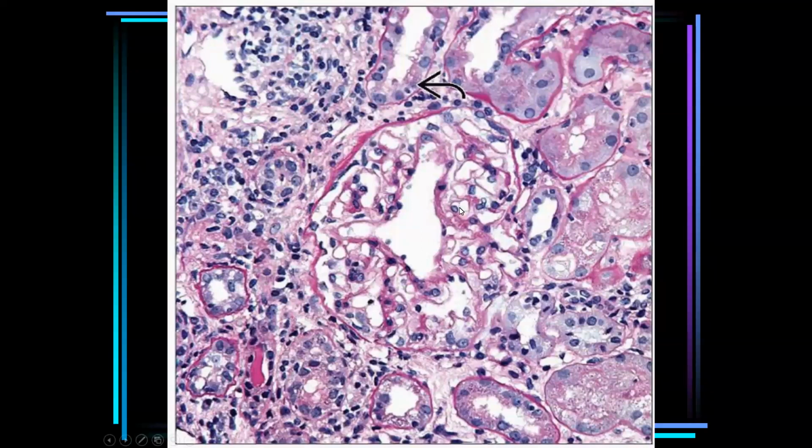So we can say about this slide that there is evidence of acute tubulointerstitial nephritis together with acute tubular injury, but the glomerulus is pretty normal.